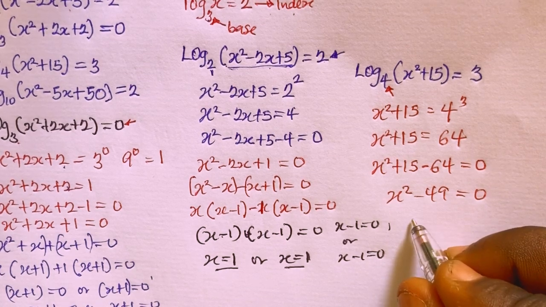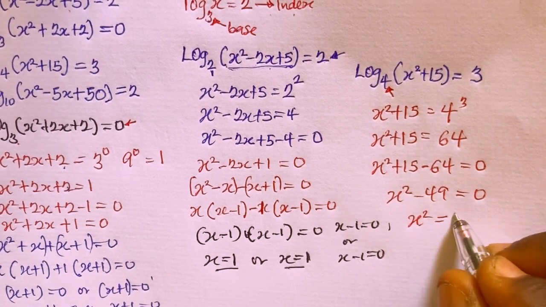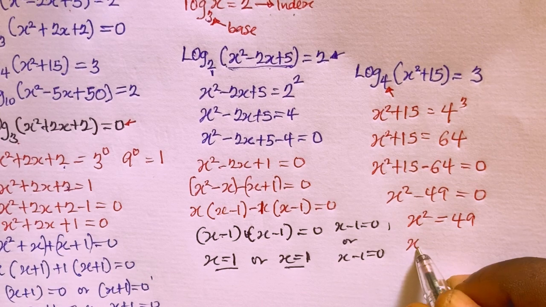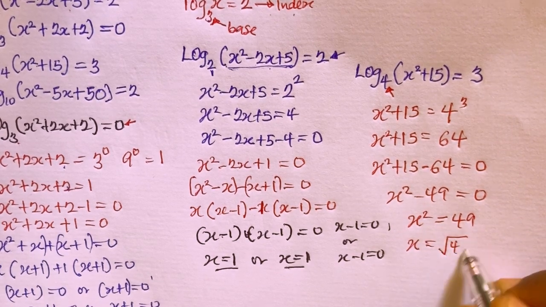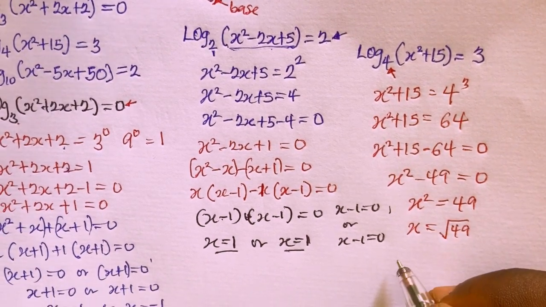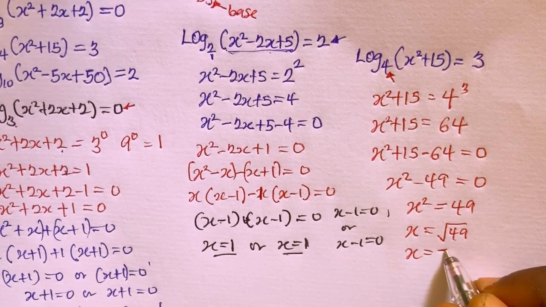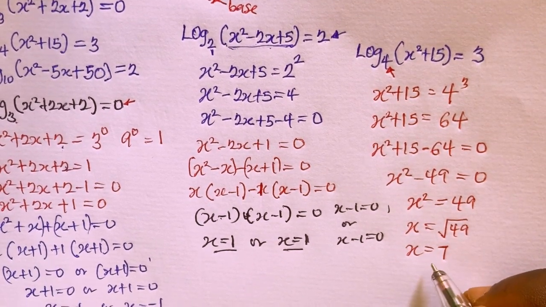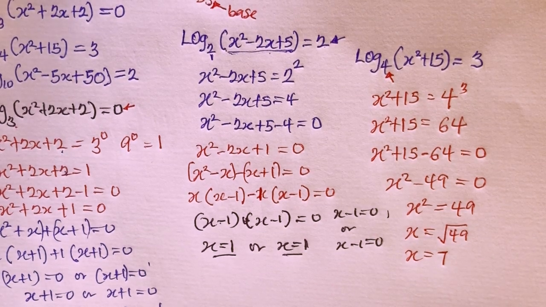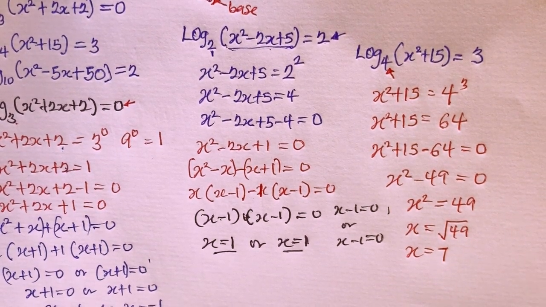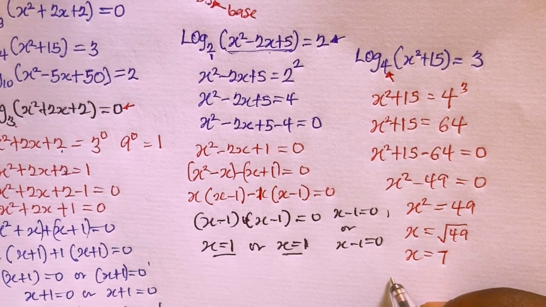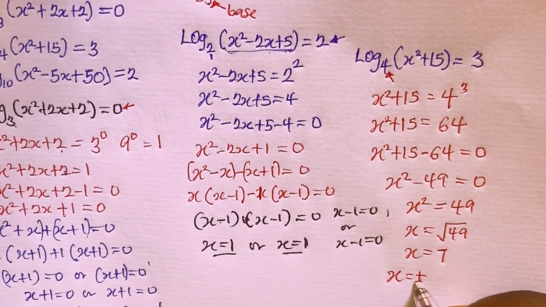Then x squared equals 49, so x equals the root of 49. The root of 49 is 7. But since it is a quadratic expression and it must obey the law of algebra, we must have two roots. That means we are going to say x equals plus or minus 7.